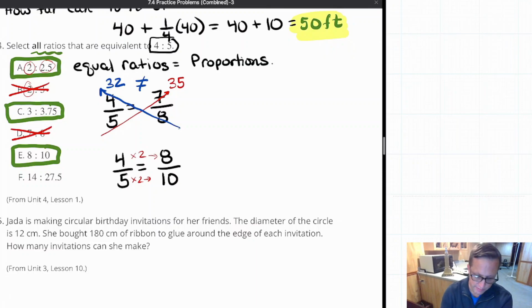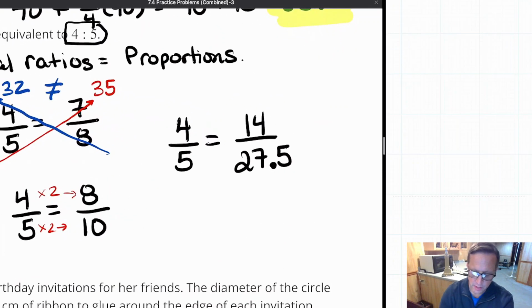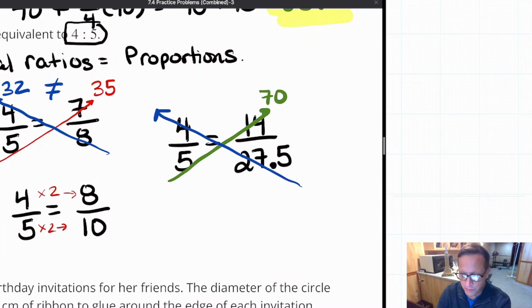All right, and then we're last stuck with 14 to 27 and a half. So I'm going to keep doing this, 4 to 5, and I'm going to do 14 and then 27.5. Now 5 times 14, because I know my 5 tables, right? You guys all know your 5 tables. So I know 5 times 10 is 50, 5 times 4 is 20, 50 and 20 makes 70. So right there, that makes a cross product of 70. And I'm already thinking that this is not going to work because 27.5 times 4 is going to be over 100. I know that.